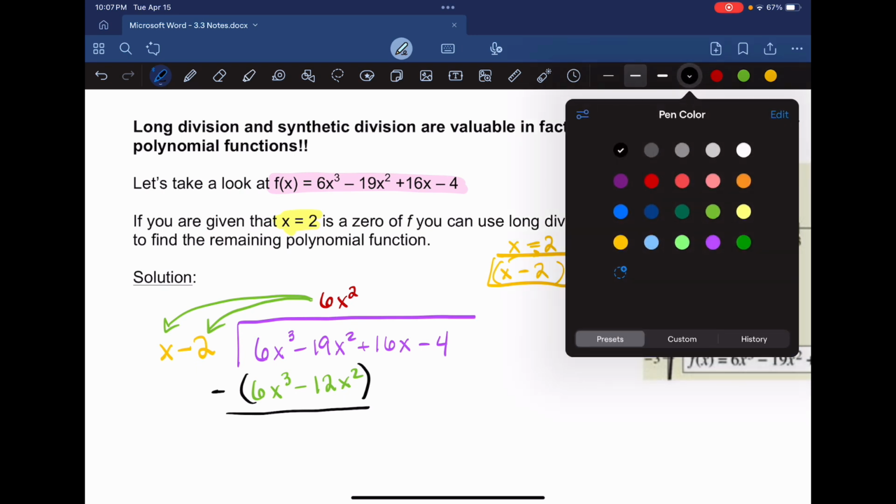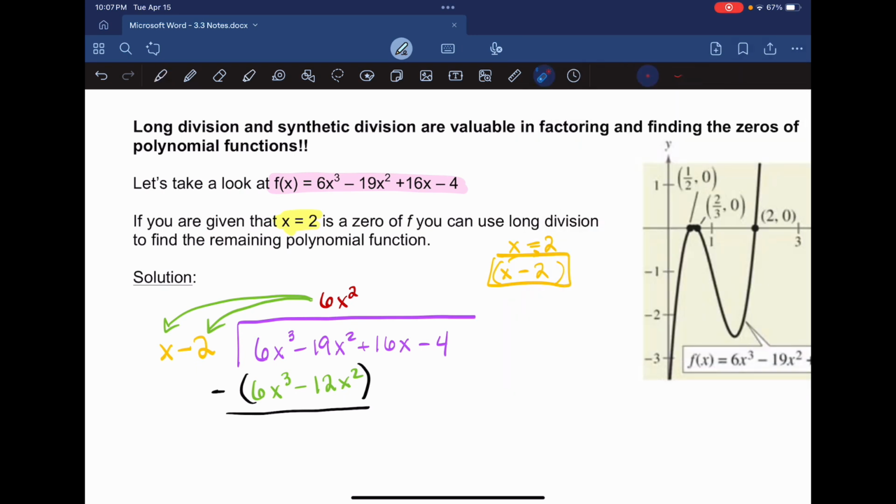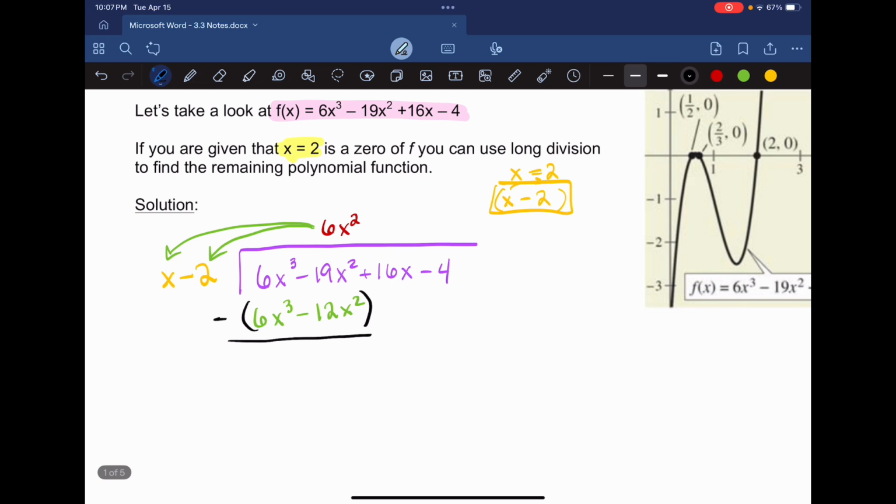Okay, so there's nothing there. Now, the next one, I'm doing negative 19x squared minus negative 12x squared. So, really, this is becoming a plus. Okay, that's why we have to think about it that way. So, negative 19 minus a negative 12, that gives me a negative 7x squared. Okay, again, following the process of numbers, I bring the next part down.